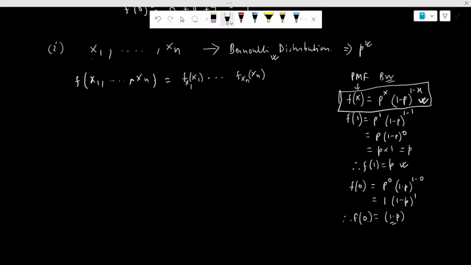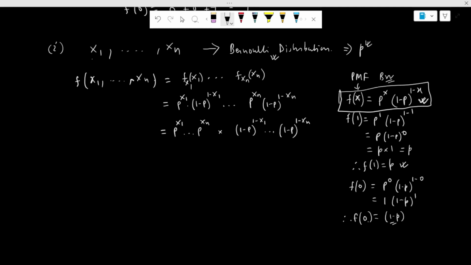Now in this probability mass function, let us substitute each data point from x1 to xn and take the product of it. So this is equal to the product from x1 all the way to xn. Let us collect the like terms together: this represents p to the power of the sum of x1 to xn, and this represents 1 minus p to the power of n minus the sum of x1 to xn.